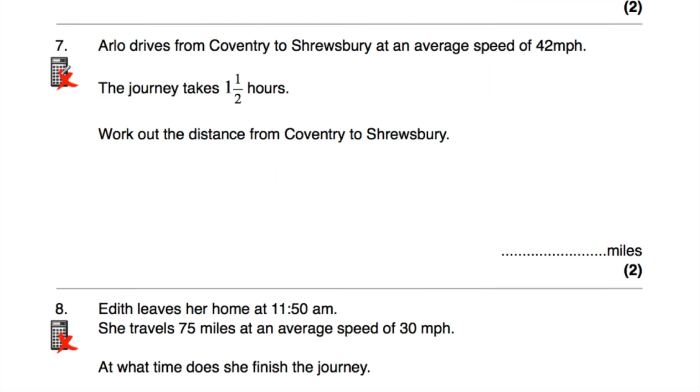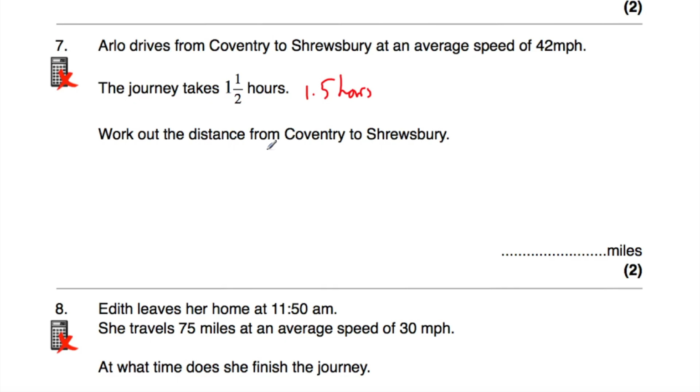Okay, let's have a look at our next question, question number 7. So question number 7 says, Arlo drives from Coventry to Shrewsbury at an average speed of 42 miles per hour, and the journey takes 1.5 hours. Calculate the distance from Coventry to Shrewsbury. So we want to find the distance travelled. So we know the time taken, 1.5 hours. And we know the average speed is 42 miles per hour.